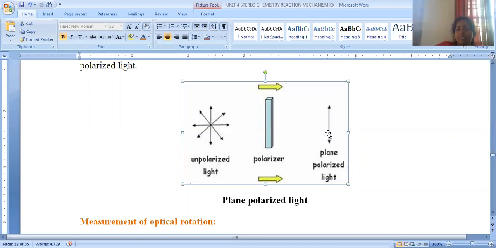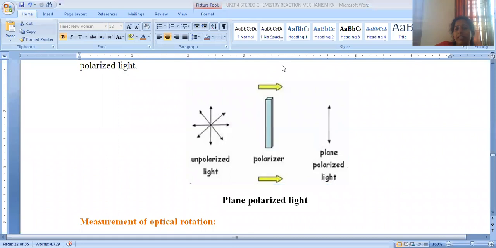What is plane polarized light? Plane polarized light is nothing but light which has only one direction of movement. Light which has only one direction of movement, a single path or unidirectional, is called plane polarized light. Normal light is converted into plane polarized light by passing through a polarizer.